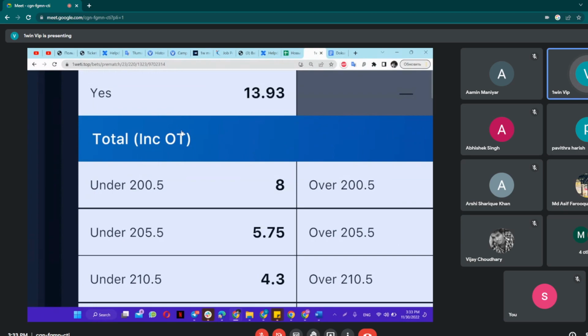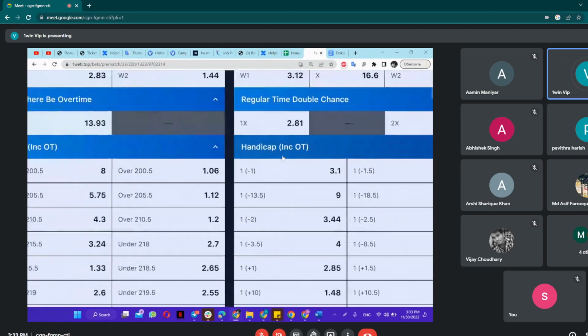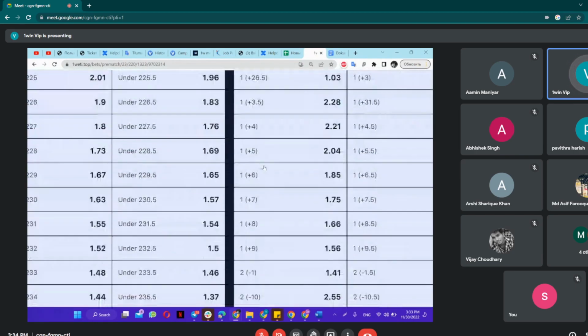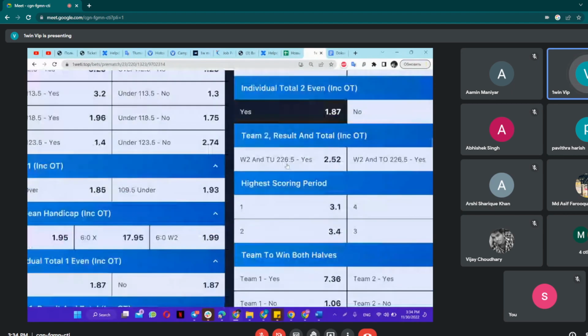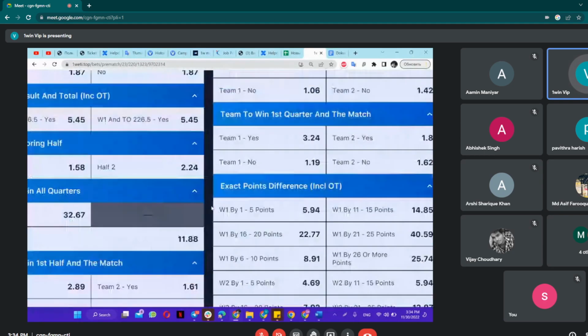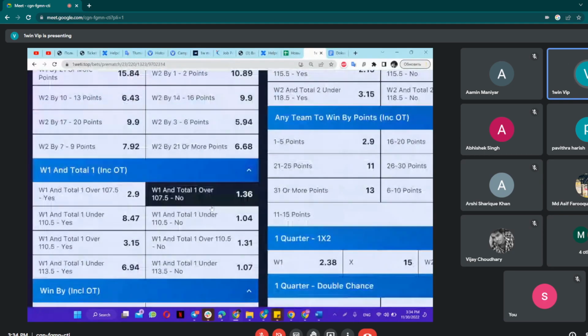It could also be INC PT, including penalties. Here we have handicap, including overtime, and total, including overtime. Most of the bets for basketball will be including overtime, because maybe some of you know this information, but most of the basketball games have overtime.